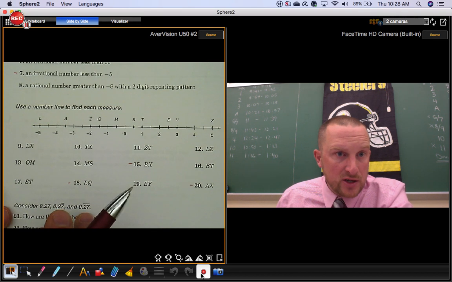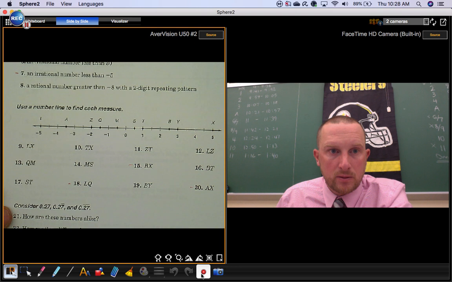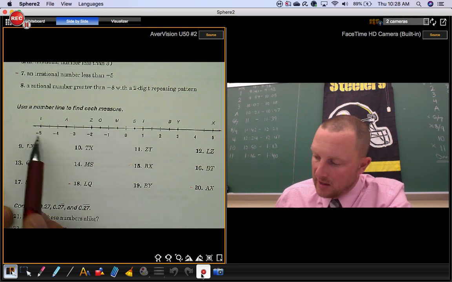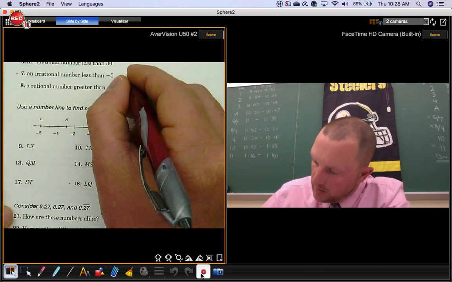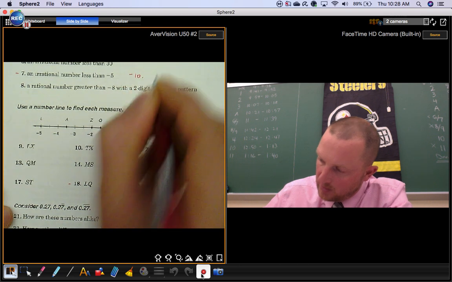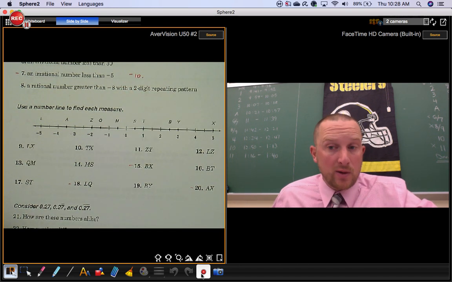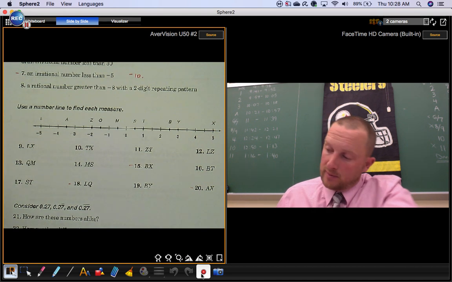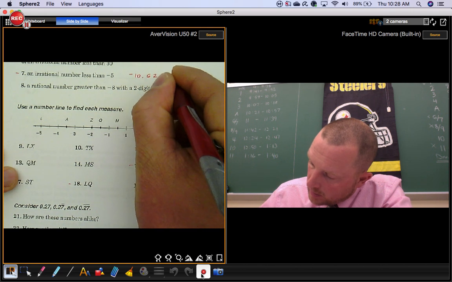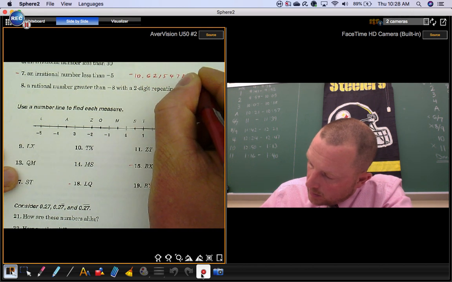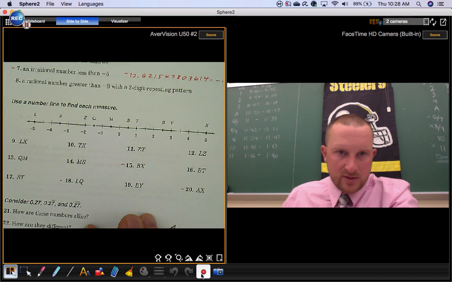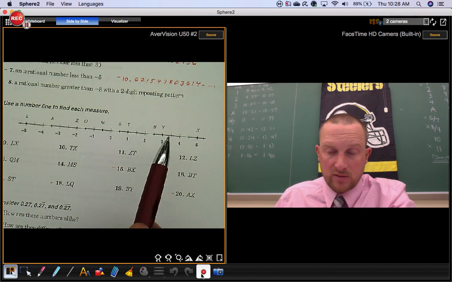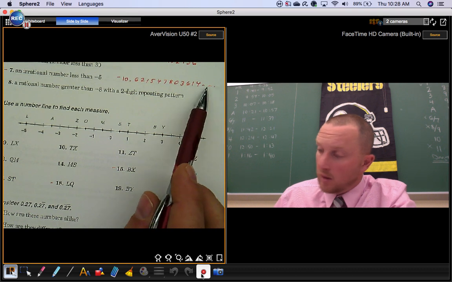Number 7, an irrational number less than -5. So less than -5. Here's -5 on your number line. Less than that would obviously be on this side of it. So maybe something like -10 point something. What is going to make it irrational? You need a non-terminating decimal with no pattern. And again, I know it said 5 digits, but I got a little carried away and I just listed a whole bunch of digits. But there's no pattern there, and it goes on forever.